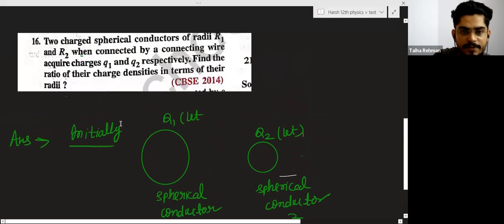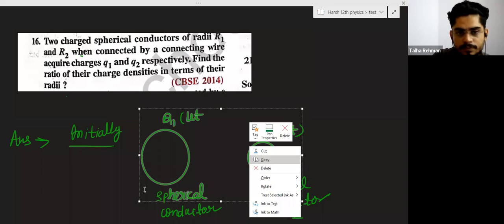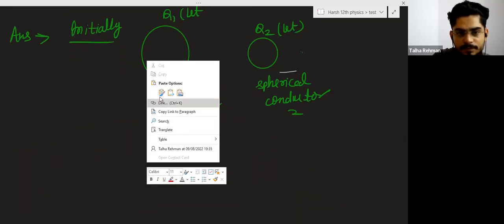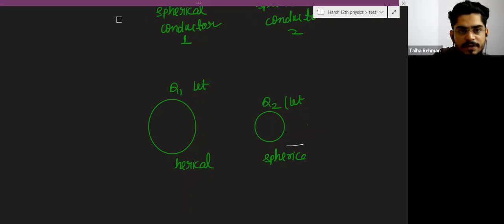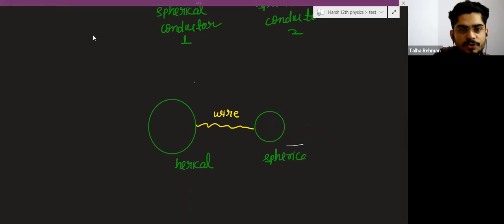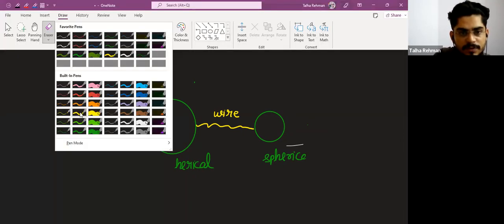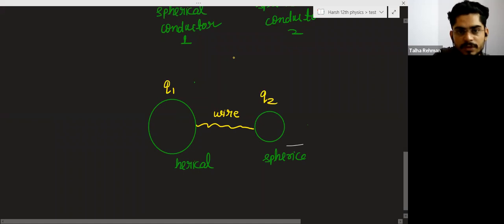Both the spheres are connected by the connecting wire. See what happens. Now this system is connected by a yellow color conductor wire, and they are saying after connecting with wire, they have charges q1 and q2.